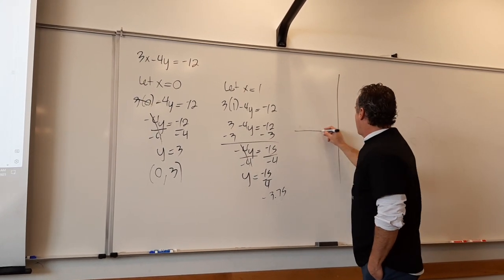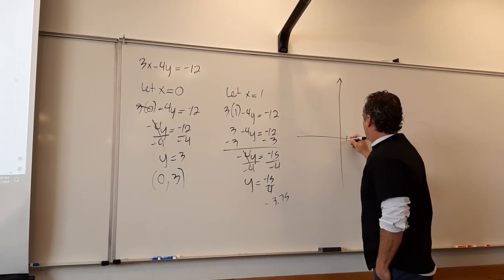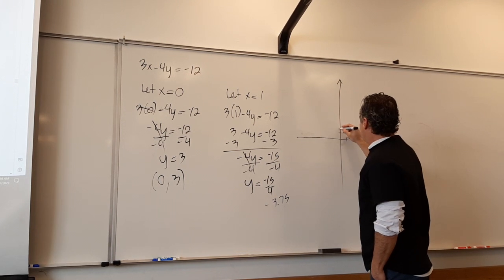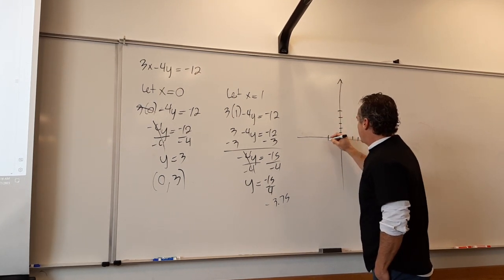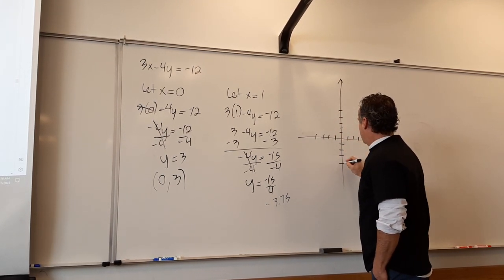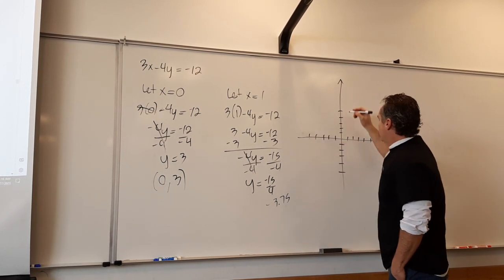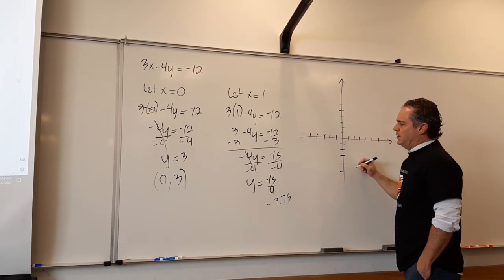So now I draw a graph, right? 1, 2, 3, 4, 5. Brother Rich said you don't have to buy graph paper, but don't be a hot mess. Okay, just make it somewhat legible and decent here.